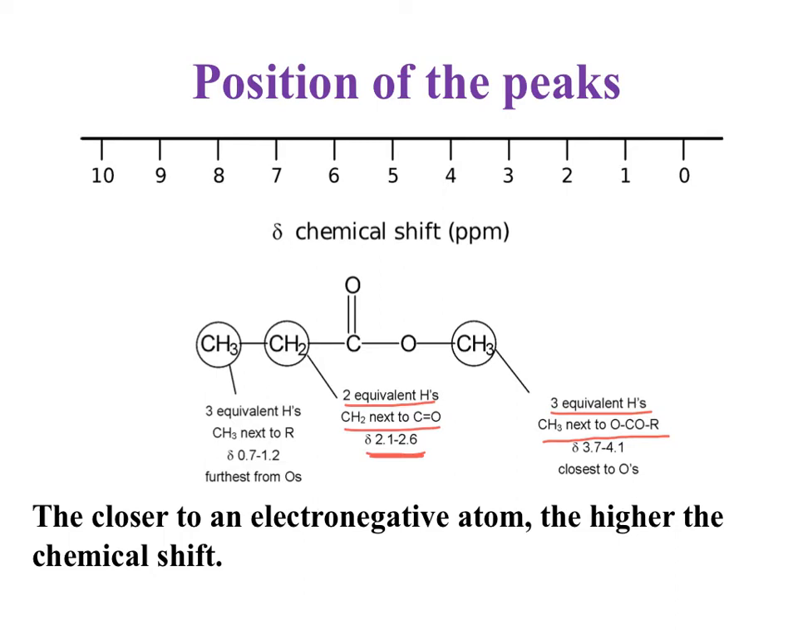Now if we go to the last 3 protons, we've got 3 equivalent hydrogens next to R, it says on the screen, and that just means an alkyl group. Now these are furthest from the O, they're furthest from the electronegative oxygen. Their chemical shift is going to be the lowest, and you can see that it is. It's listed there between 0.7 and 1.2.